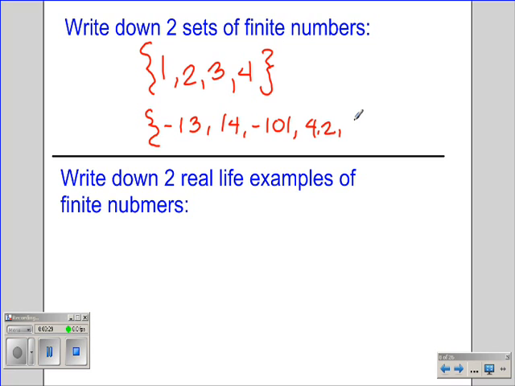4.2 might be in there, and 1013. But it definitely has a starting point and an ending point. Some real-life examples of finite numbers would be anything that you could count. The number of shoes in your closet, the number of legs that are in your house, the number of fingers on your hand, etc. You could write many lists.